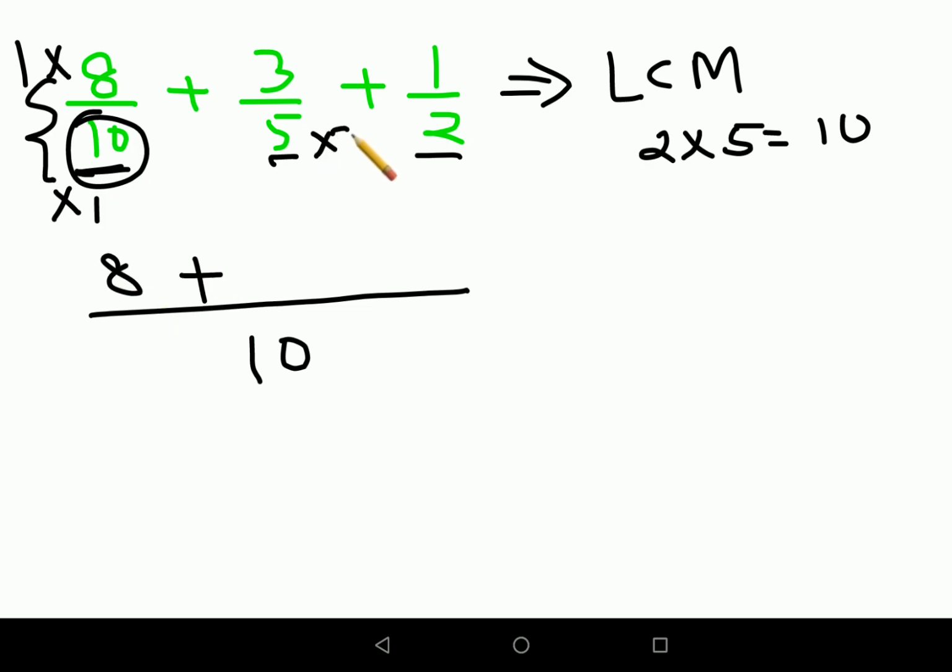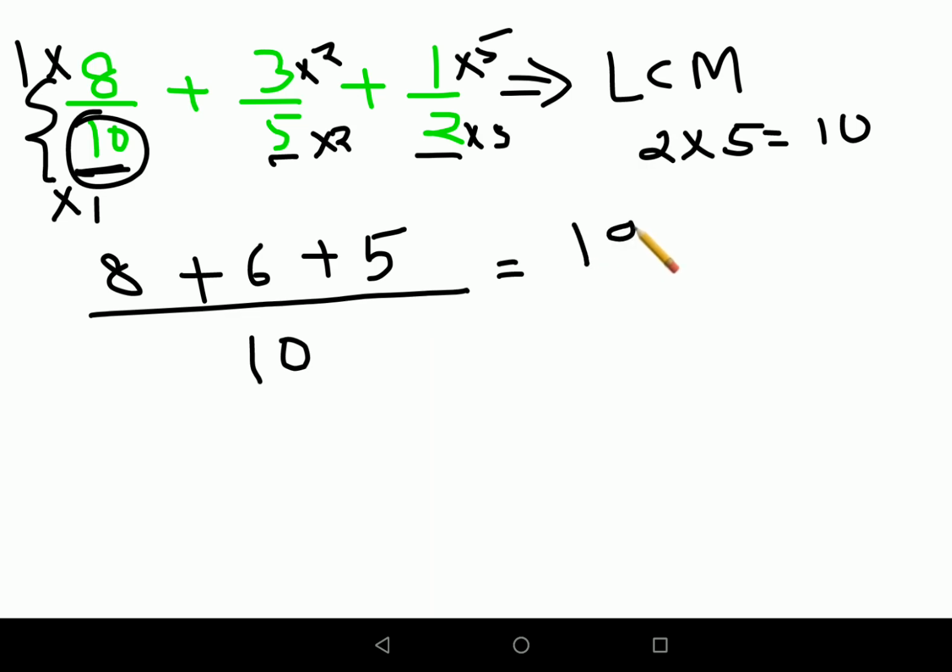Again, here you will multiply by 2. Here also you will multiply by 2. So you will get 6. Here you will multiply by 5. Here you will multiply by 5. So you'll get plus 5. So 8 plus 6 is 14. 14 plus 5 is 19. 19 upon 10. So the final answer is nothing but just 1.9.